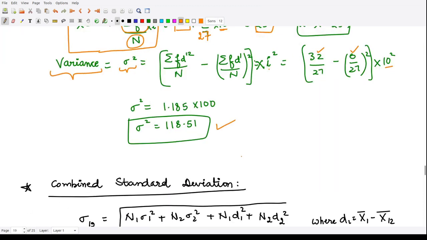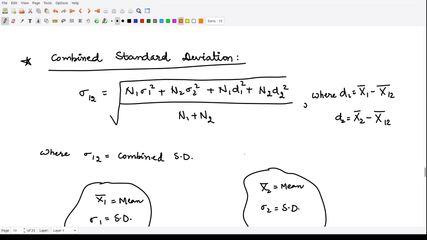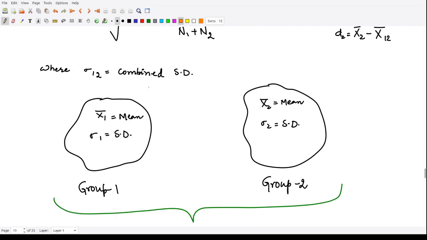Okay, now let us next define combined standard deviation. First of all, why is this combined standard deviation required? That is the main question. So for that, suppose we have two groups. In a given class of students, a teacher divides the whole of the class into two groups. One will go to the library and one will study in the class itself, right?